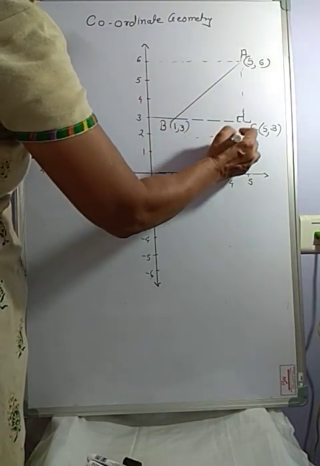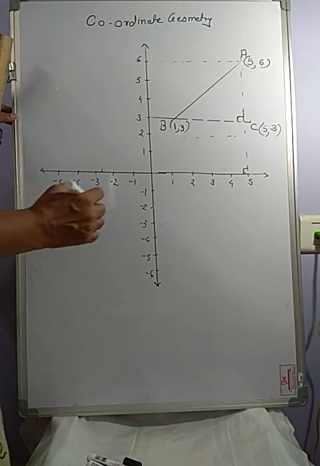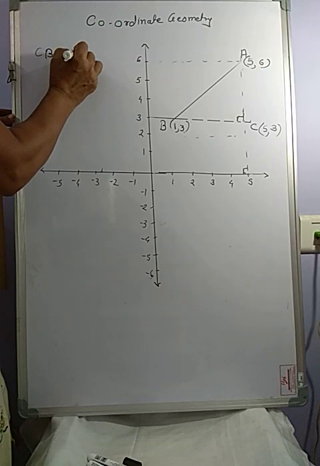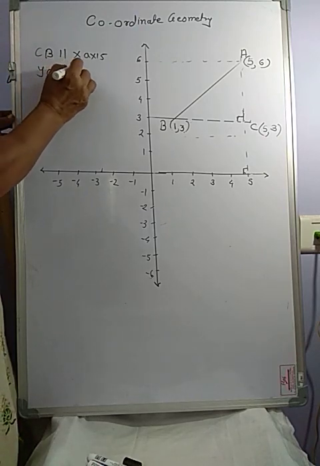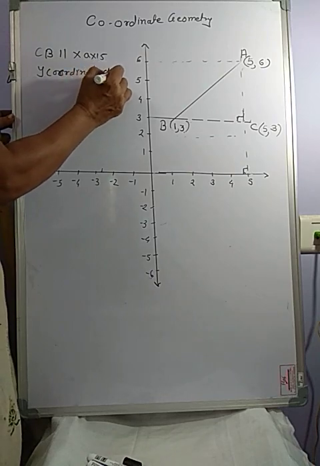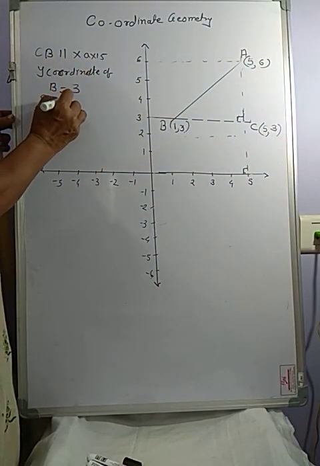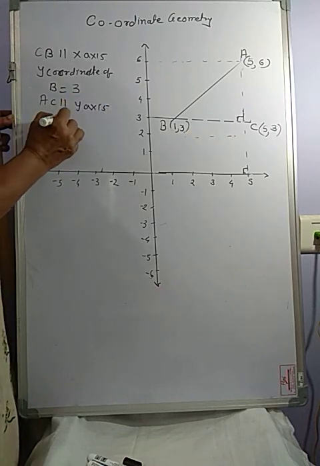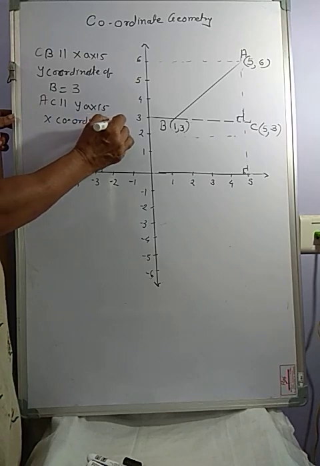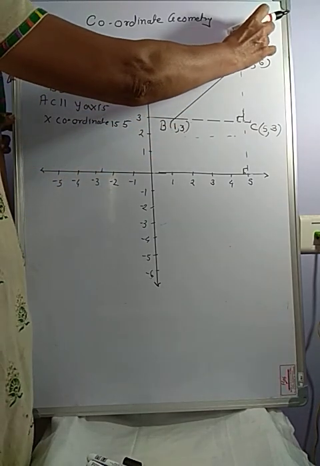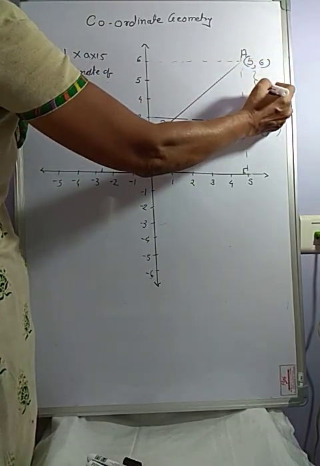Now, can you find the distance between these 2 points? Yes, we can. There is an activity in your textbook: CB is parallel to the x-axis, so the y coordinate of B is 3, and AC is parallel to the y-axis, therefore the x coordinate is 5. Now we have learned to find the distance AC. The 5 is the same. What is this distance? This is 6 minus 3.